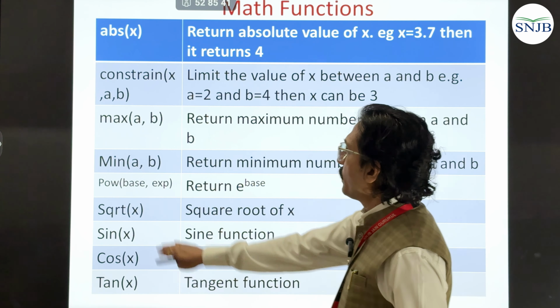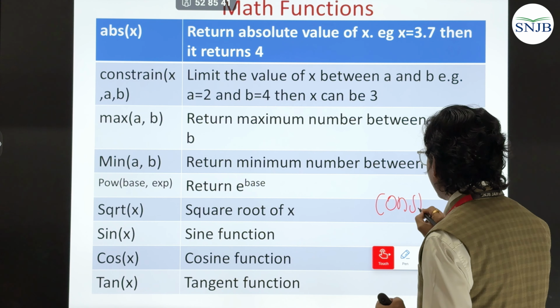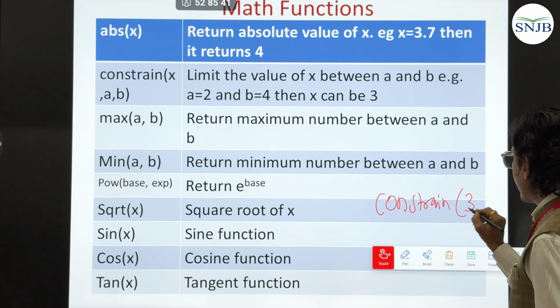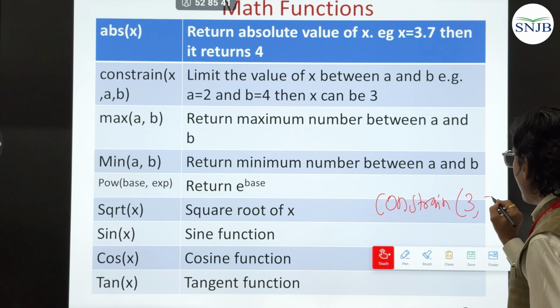As per constrain is concerned, constrain is a new function. Constrain, if I write like this, constrain 3, 5, so it gives the value which is in between these two. So it gives us a value in I, 4 value is given, 4 constrain. If this is 5 and this is 6, then it gives us 5 value. This is about the constrain.